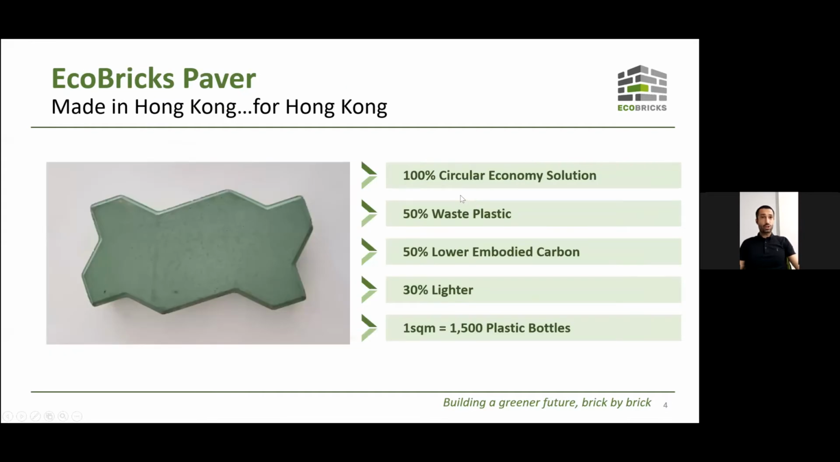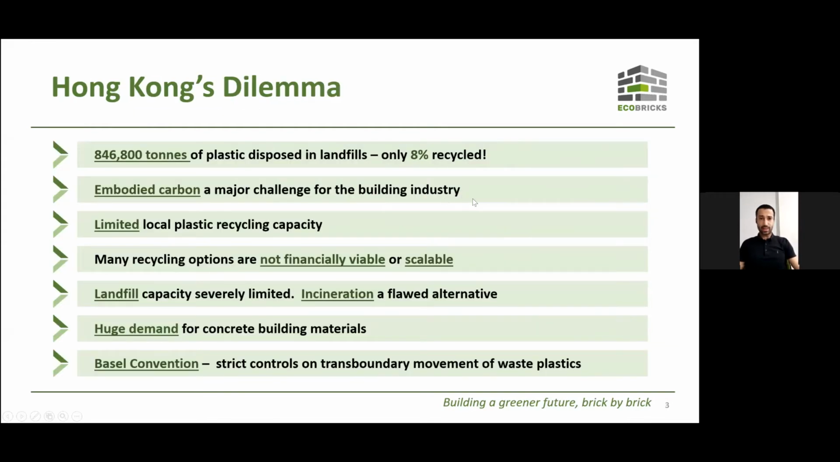So if we turn then to Hong Kong's problems in particular, which is something we're very focused on. Waste generation in Hong Kong, again, it's no surprise to anyone that there's a huge amount of waste generated in Hong Kong, and in particular plastic. As of 2018, I believe, just under 850,000 tons of plastic was sent to landfill. And the recycling rate has unfortunately been very low. And Hong Kong isn't alone in that particular problem. It's a global issue. Only between 7 and 8% of Hong Kong's plastic is actually recycled.